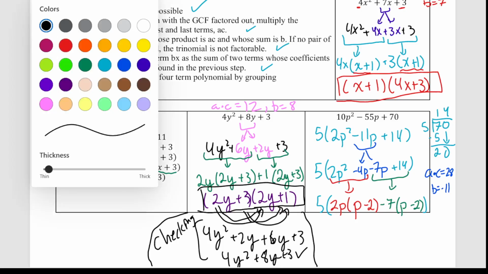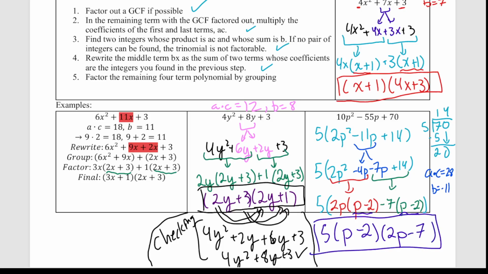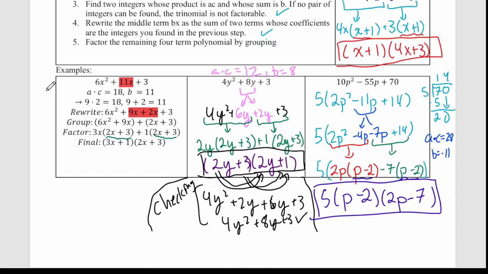And then we want to keep going for our last step. So we still have the 5, and then these have p minus 2 in common, so that would be 1 parenthesis. And then 2p times p minus 2 divided by p minus 2 leaves us with 2p. Negative 7 times p minus 2 divided by p minus 2 leaves us with negative 7. Or you can remember 1 parenthesis of what's the same and 1 parenthesis of what's different. And then we're good to go. That's our final factorization, and I would encourage you to try to FOIL that out yourself. You should get back to the original.